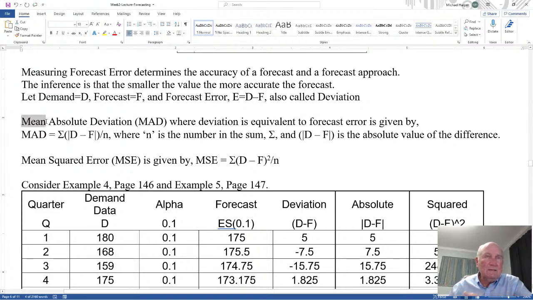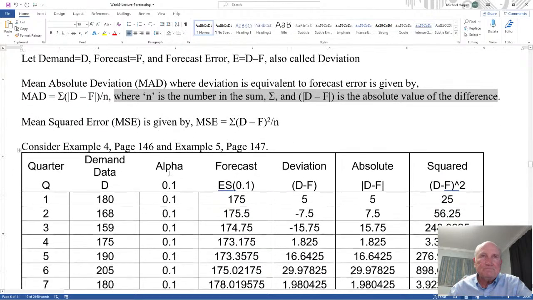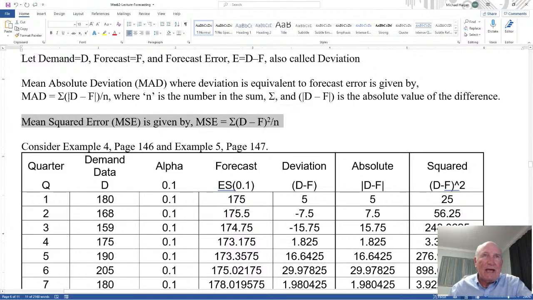Hence, the mean is an average of the absolute values of all the deviations in the number n, where n is a number in the sum sigma, and this absolute value of d minus s is the absolute value of the difference, or the deviation, or the error. So now the mean square error is given by the same sum, but instead of the absolute value, it's the square of the error, or square of the deviations, or square of the differences, or square of the biases. Okay, so this D minus F has a lot of names: error, deviation, difference.